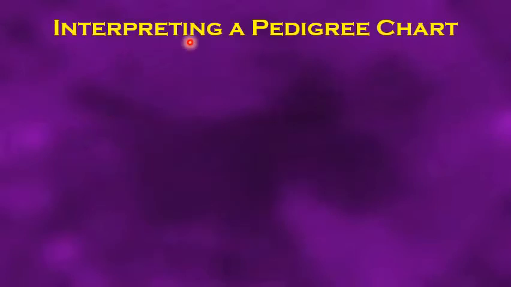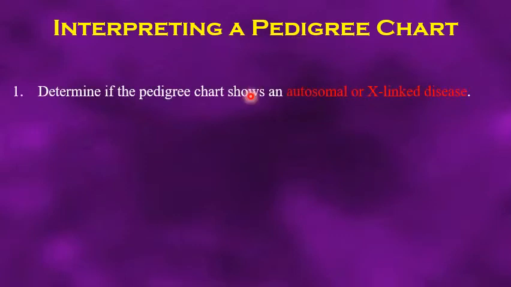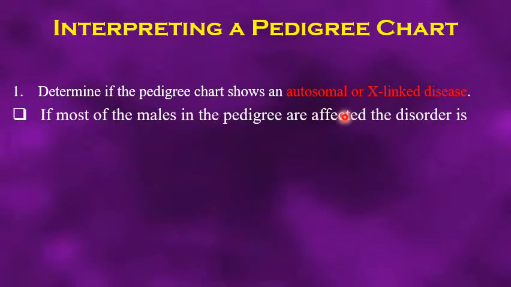How to interpret a pedigree chart? Determine if the pedigree chart shows an autosomal or X-linked disease. If most of the males in the pedigree are affected, the disorder is X-linked. يعني ممكن أن نحدد هذه الشجرة هل هي autosomal جسمية أو مرتبطة بالجنس. إذا كانت معظم الذكور في الشجرة مصابة فيعني ذلك بأنها مرتبطة بكروموسوم X.